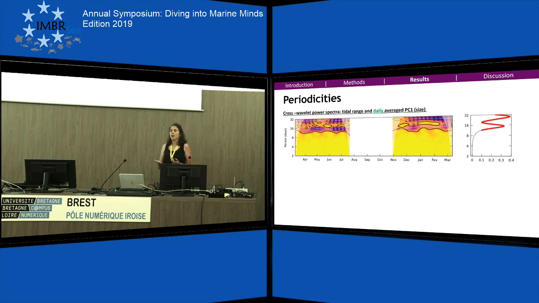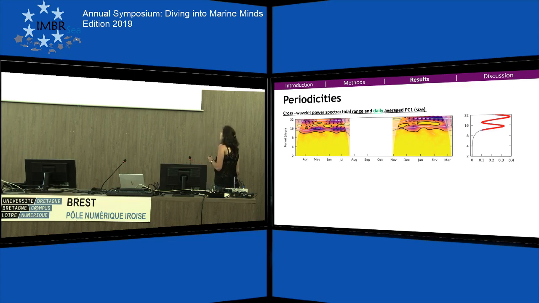And the colors stand for the power of the periodicity. So if you are yellow, that means that both the tidal range and the daily average size don't show a periodicity. If you are dark blue, as you can see here, for instance, there is a very significant periodicity both for the tidal range and for the daily average size. And the black lines contour which periods are found significant at a 10% level.